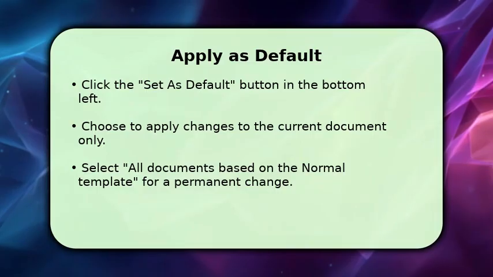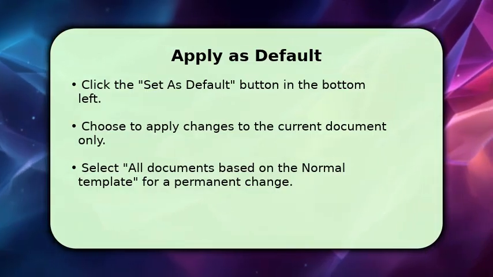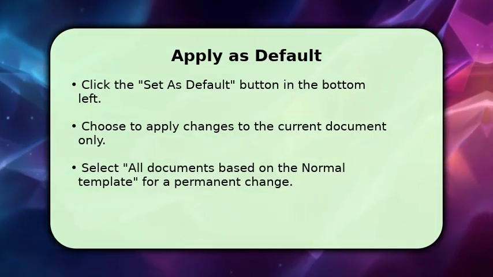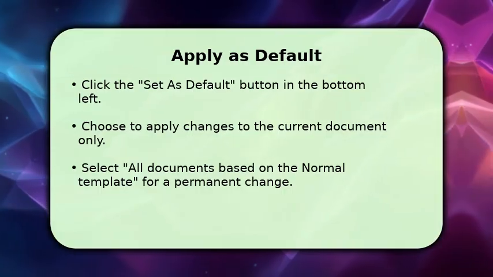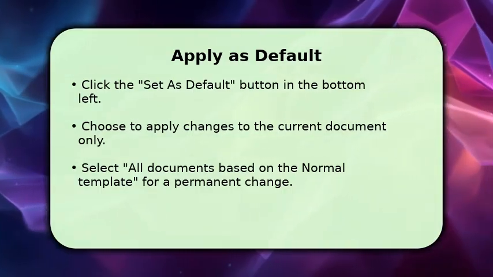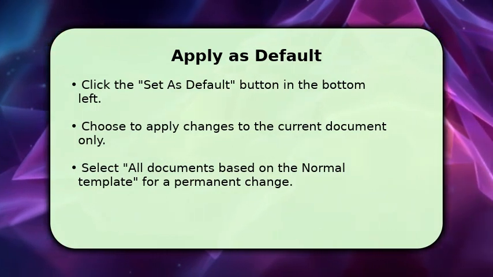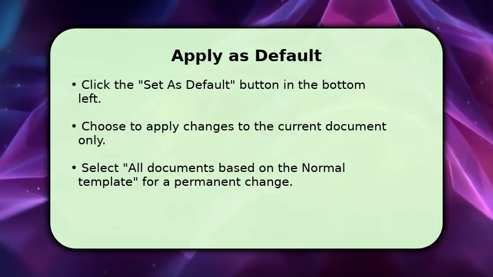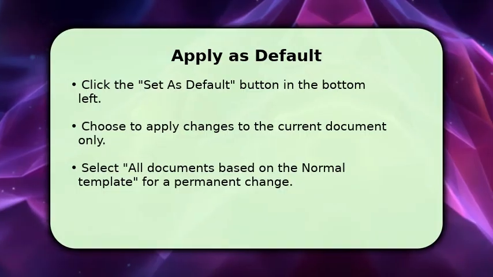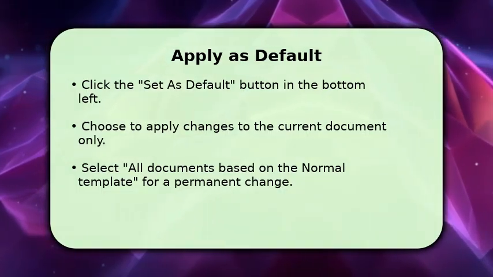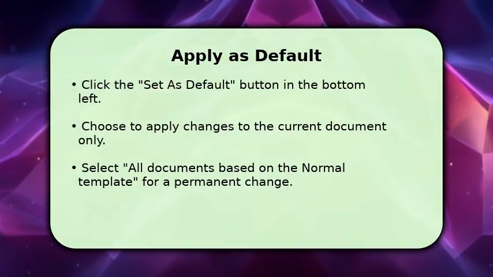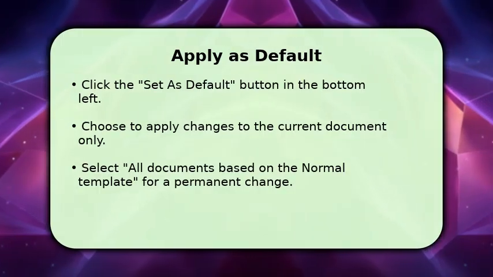Now for the crucial step to make your changes permanent. In the bottom left corner of the font dialog box, you will see a button labeled Set as Default. Click this button. A small pop-up window will appear, presenting you with two options. To ensure all new documents use your chosen font, select All Documents based on the normal template. This action will apply your settings broadly, not just to your current file.